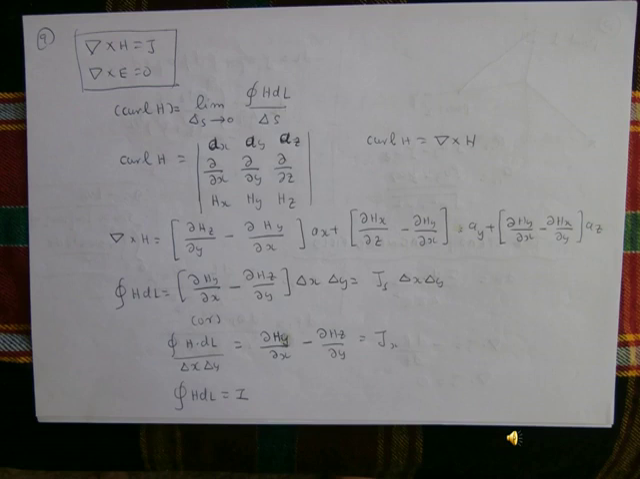The divergence of H, the cross product, and the curl. dHz by dy, dHy by dz, plus dHx by dz, dHz by dx, plus dHy by dx minus dHx by dy. The curve integral of H dl, dHy by dx minus dHx by dy, is also Jz dx dy, and that is the current density.